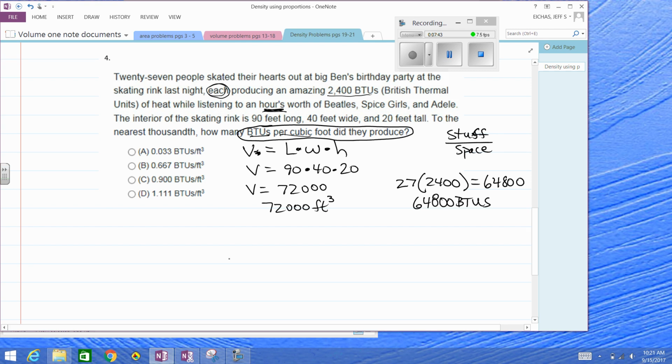So that is density 2. So we're going to say we want 64,800 BTUs over 72,000 cubic feet. That's going to be our density. They're telling us that that's what they want. And when we calculate that number, we get 0.9. They wanted to the nearest 10 or 1,000th, so that's why they wrote it this way. So it's BTUs per cubic foot. All right, so there it is.